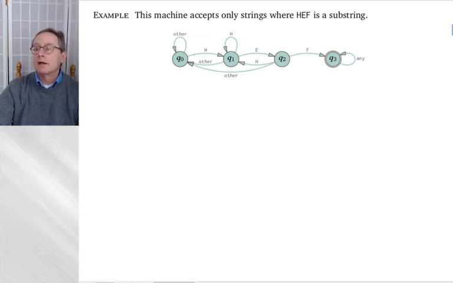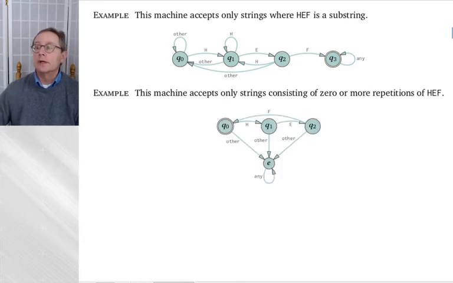And then finally, if you see an H followed by an E followed by an F, well, now you've seen a substring. Once you've seen a substring, you can sit back and put your feet up because there's no need to do more work. So here we are, looking at any string at all at the end will still result in the machine accepting. Okay, so these machines can do prefixes, suffixes, substrings. They're not completely dopey. One more thing that these machines can do.